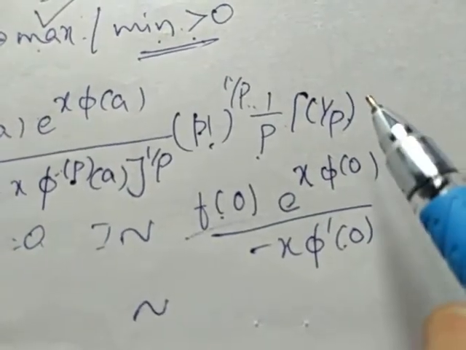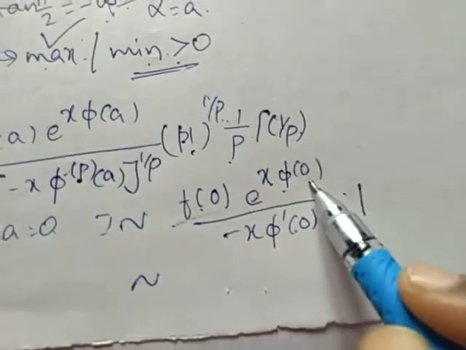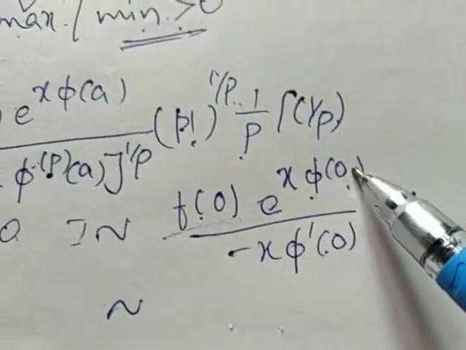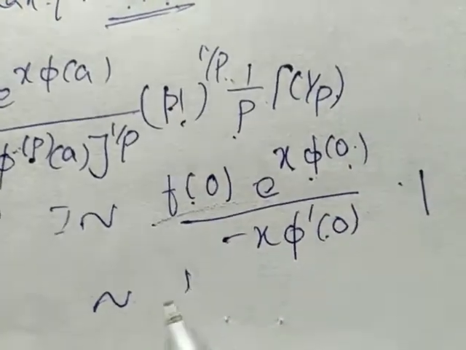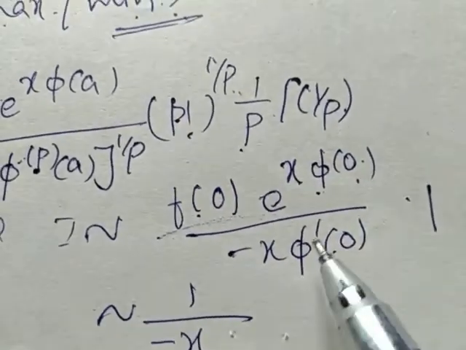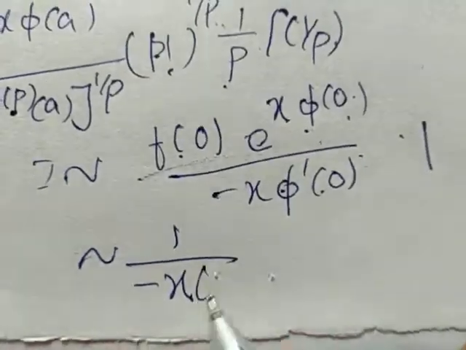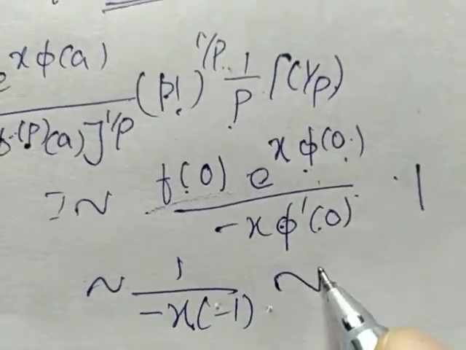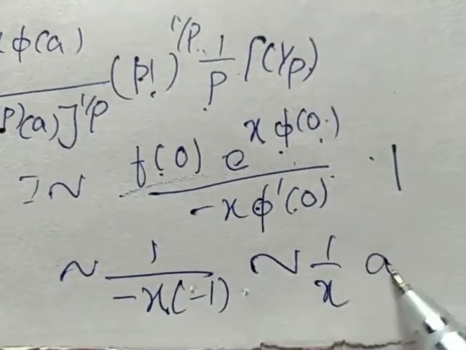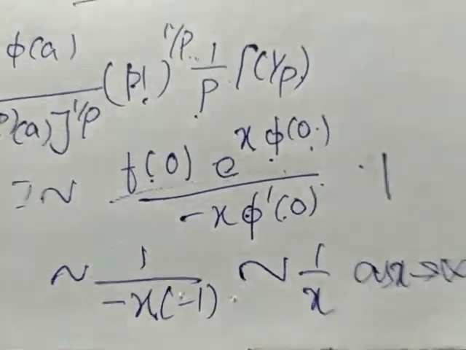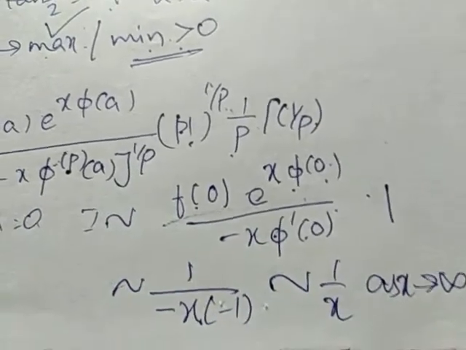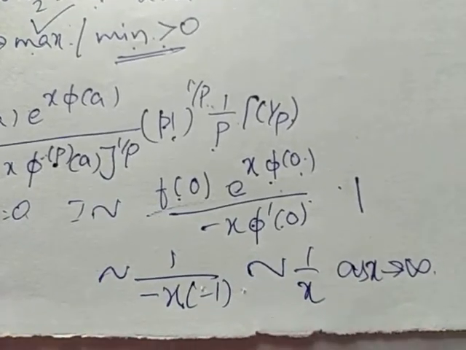What is phi of 0? Phi of 0 is 0. E to the power 0 is 1. Therefore we have 1 by minus x. Phi dash of 0 is minus 1. So we are having minus 1. Therefore the solution is asymptotic to 1 by x when x tends to infinity. This is the solution for the first integral or asymptotic expansion of the given integral.